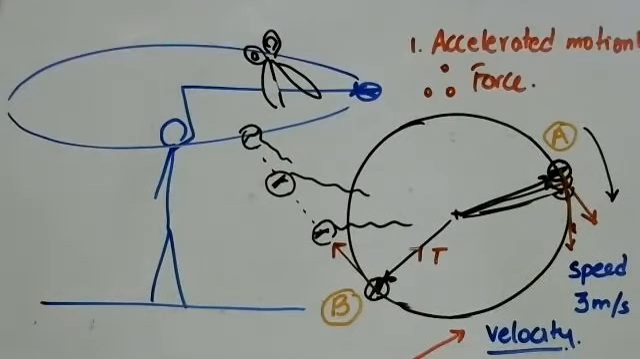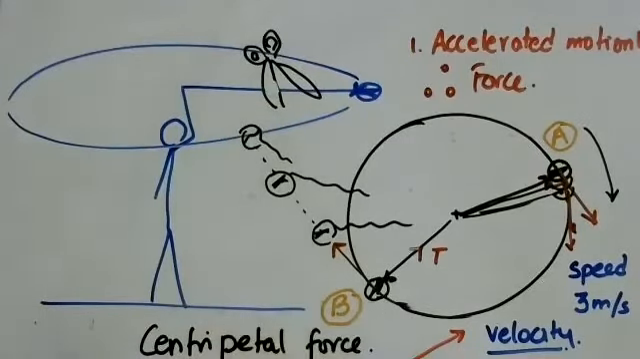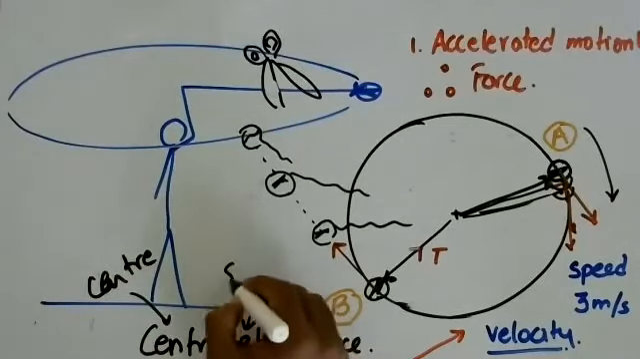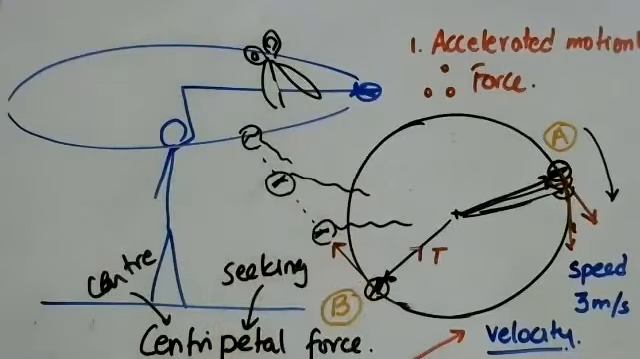Okay, so this kind of a force which produces uniform circular motion has a special name. The force is called a centripetal force. Centripetal means center, and petal means seeking. So that is why centripetal force seeks the center, and therefore you can remember that the centripetal force always acts towards the center of the motion.